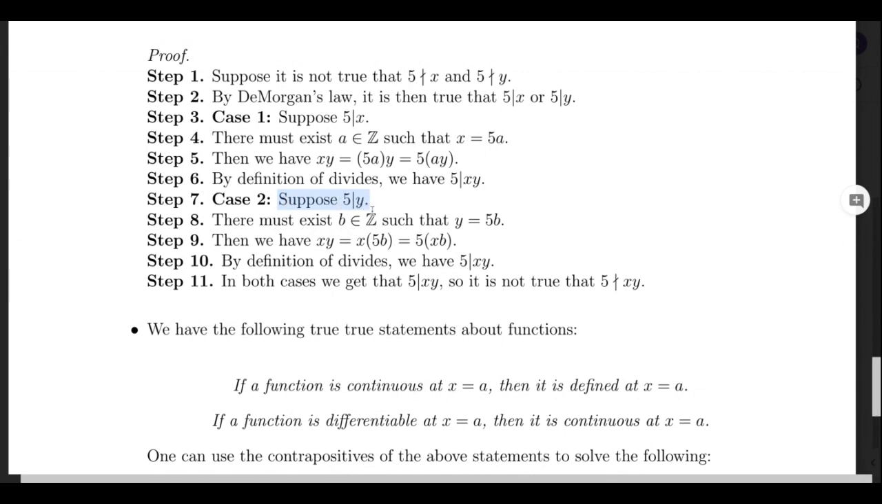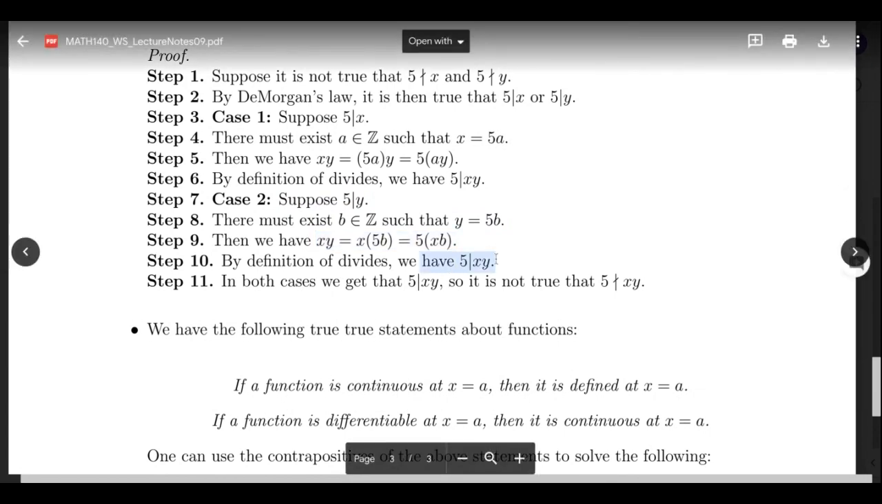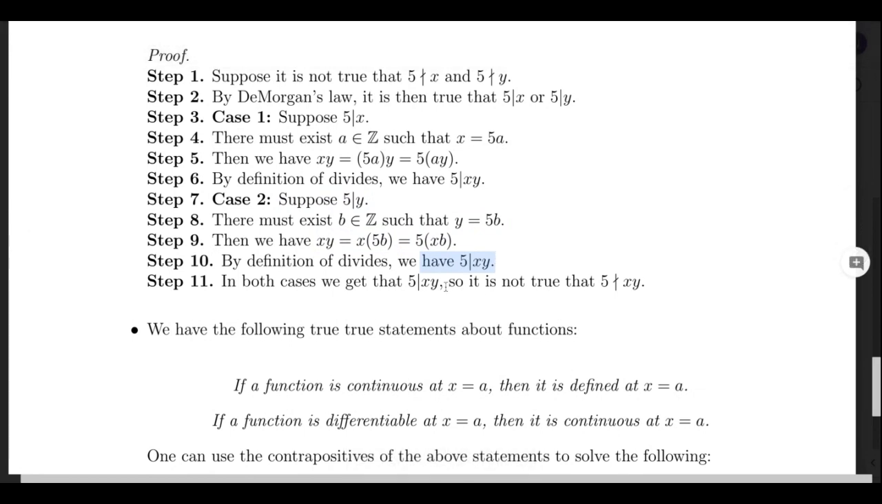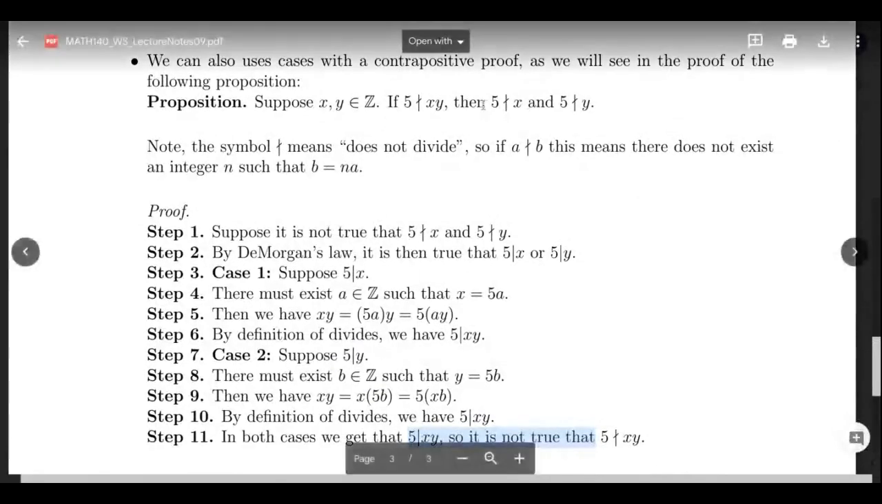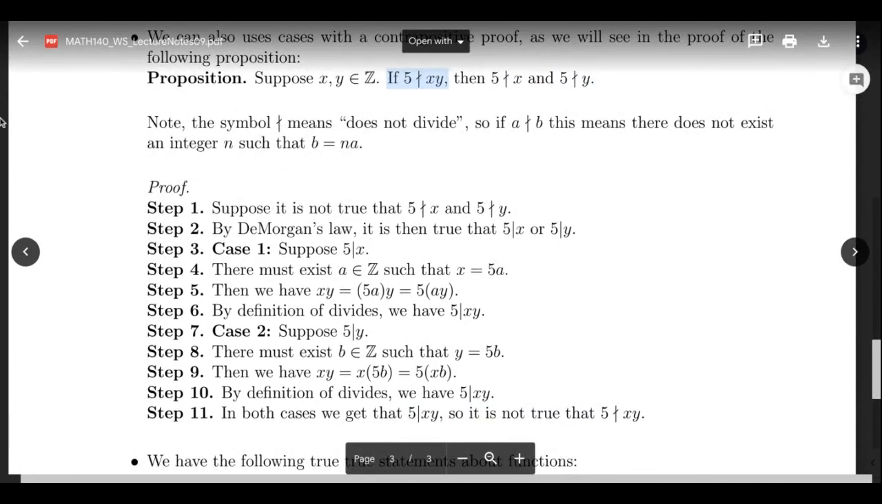Suppose 5 divides y. That means y can be written as 5b; substitute it in. So xy equals 5 times xb. That means 5 divides xy, the same thing, which means it's not true that 5 doesn't divide xy. So this is a contrapositive: by negating the q part, we show the not p part. Not q implies not p. Any questions for this?